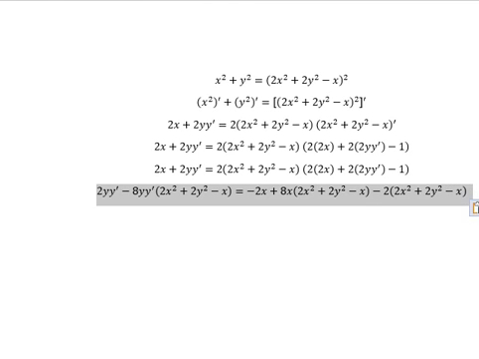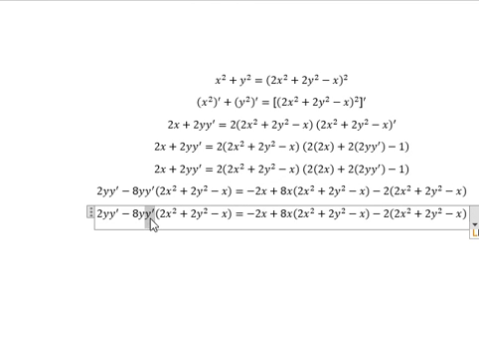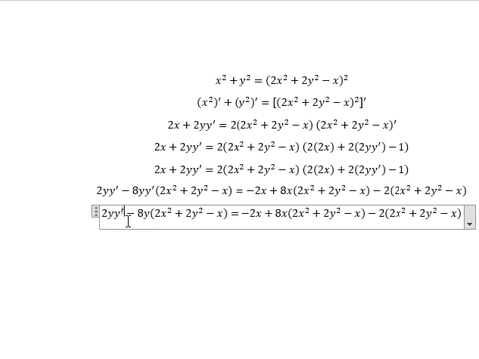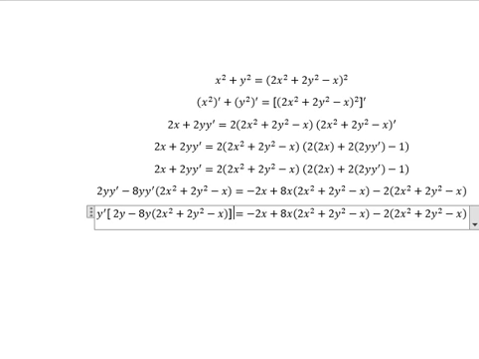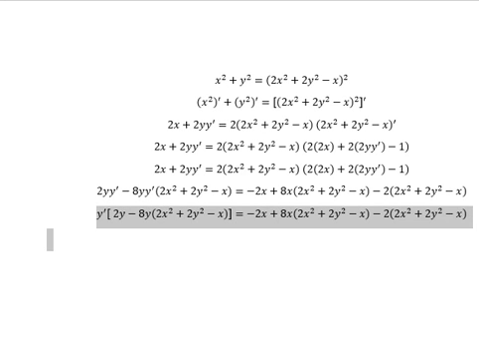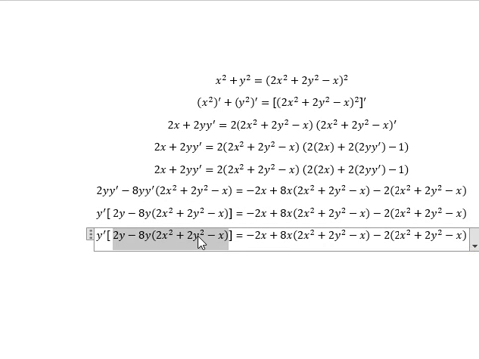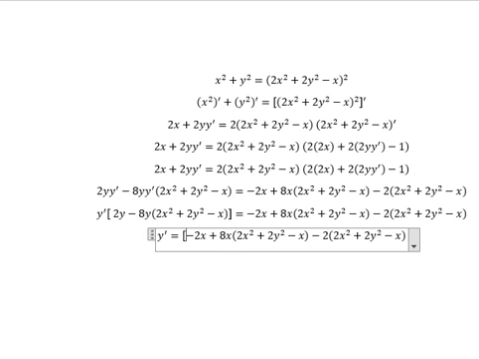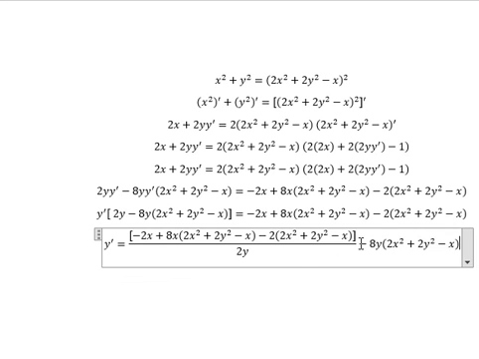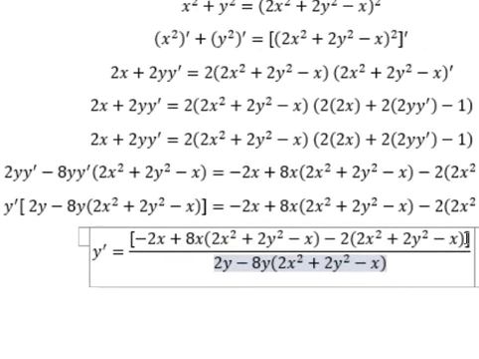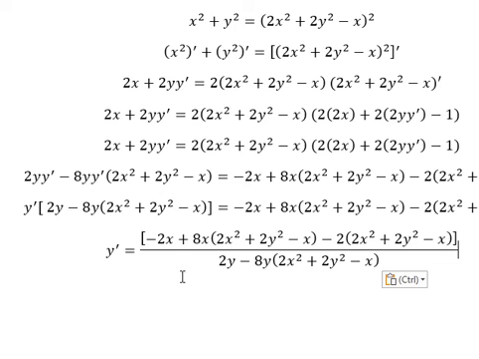Next, first derivative of y, we can do about factorization. Next, we divide both sides by this one. And here is the final answer. This is the end. Thank you for watching.